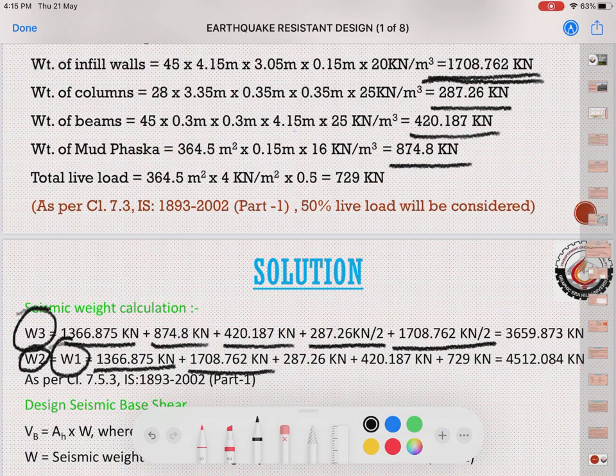Then if you come with me and see the seismic weight of second floor and first floor, you do not consider the mud fuska weight here. What we have considered is 13.1366. This is the self weight of floor. This is the self weight of brick infill wall, because the wall is above as well as below. So we considered half of the weight of the above walls as well as columns, and half of the weight of the lower half of columns and brick infill walls. This is column weight, and this is beams weight. And what is this 729? 729 is total live load.